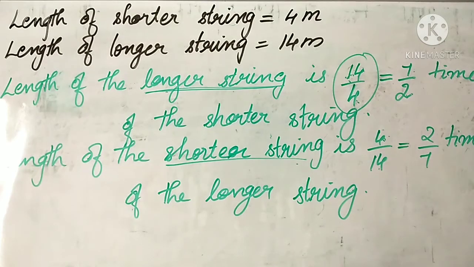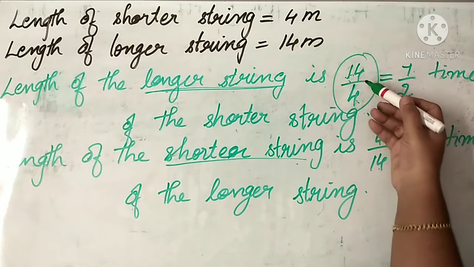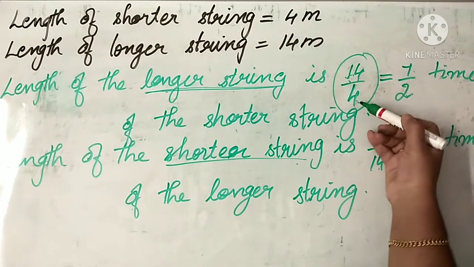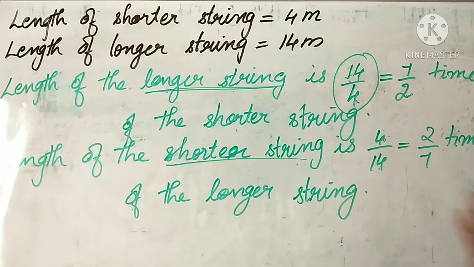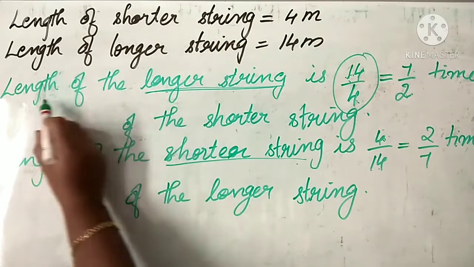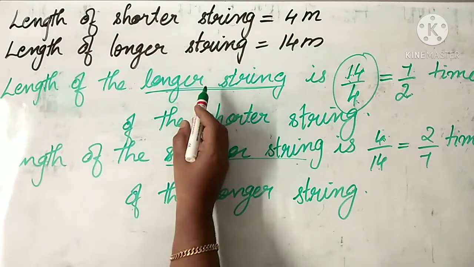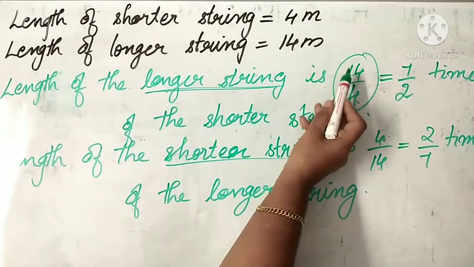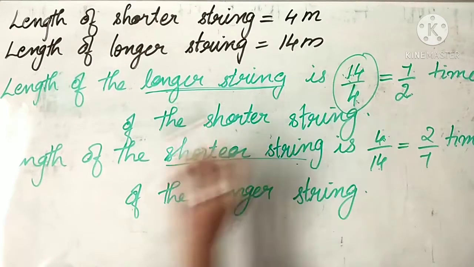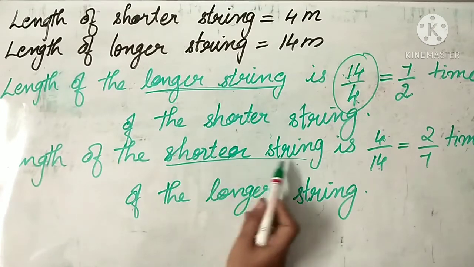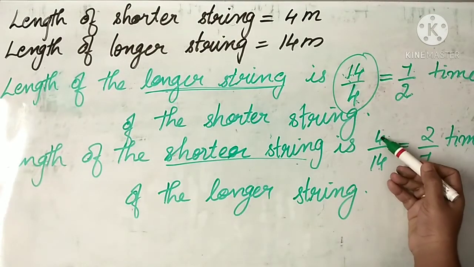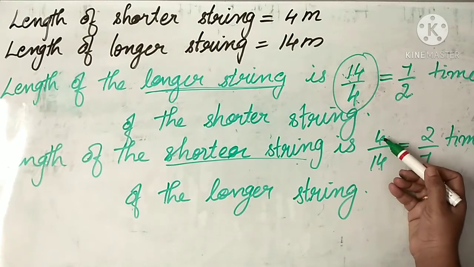And see children, if you are having any doubt which number will come as numerator or which number will come as denominator, you just look here. Here we are saying about the longer string, length of the longer string. That means you have to write the length of the longer string as the numerator. Here we are saying about the shorter string. So length of the shorter string should be written as the denominator. This is a trick you can use if you have any confusion while writing the fraction. Okay.